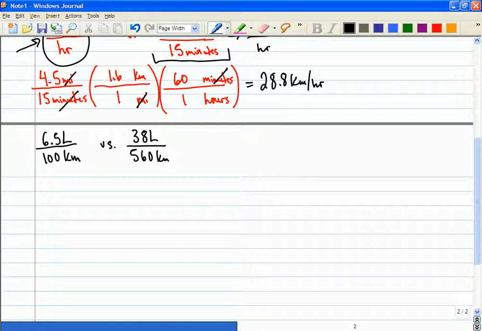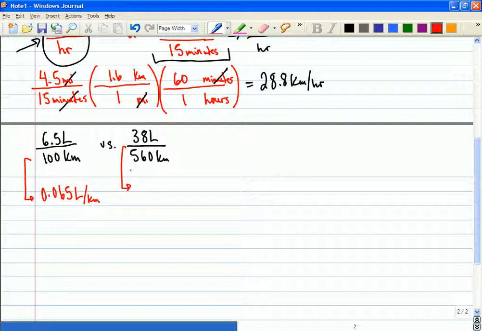So, are our units in need of conversion here? No, they already line up. So at this point, since the units are the same, all we need to do is check to see what those numbers are. So for example, 6.5 out of 100, I could do this in my calculator. And I get, 6.5 divided by 100 is 0.065 liters per kilometer.